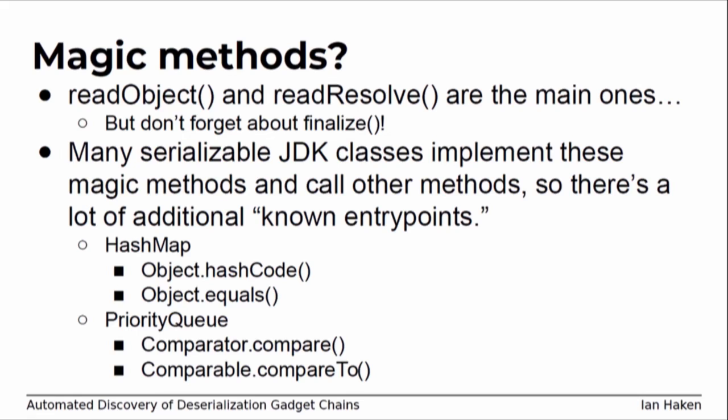That means that each key it's reading in from that input stream, it's calling hashCode and equals on in order to put it into the hash map. So this gets you some additional known entry points, because if you have some class on your classpath that does something dangerous inside hashCode or equals, we know we can wrap that class inside a HashMap and get from its readObject magic method into the dangerous hashCode method. And this is how we start building up a gadget chain.